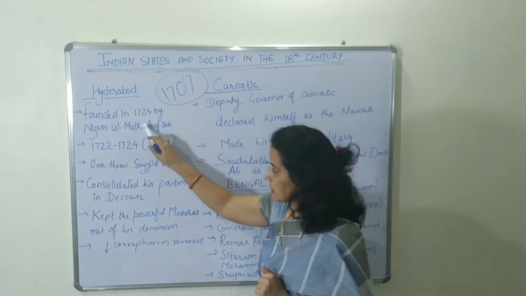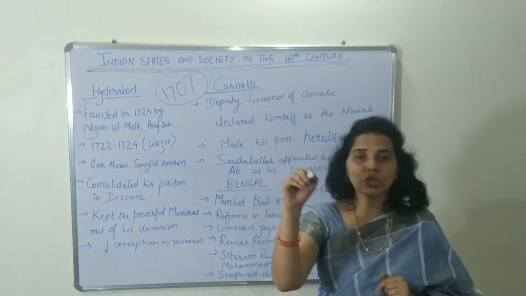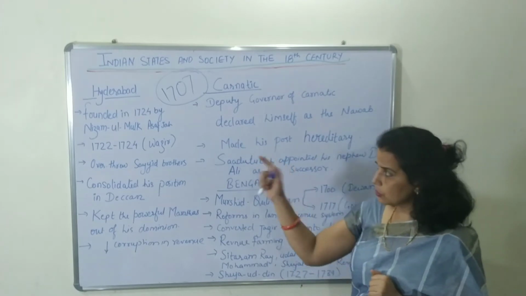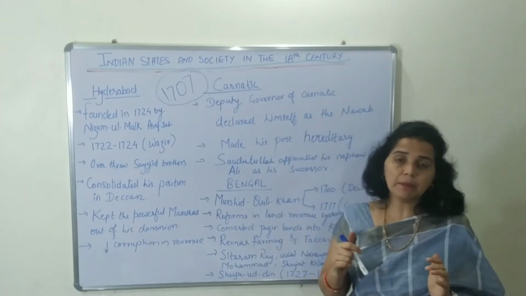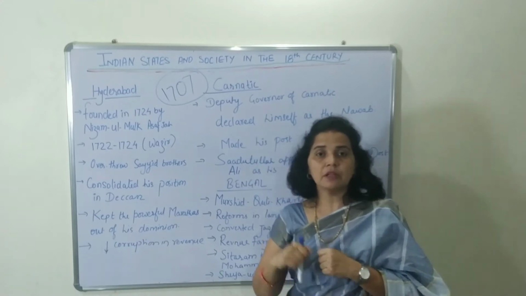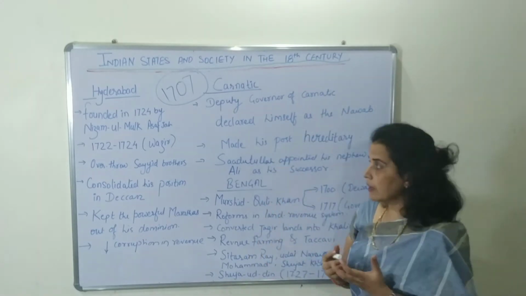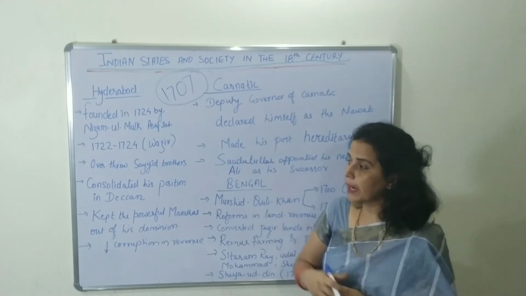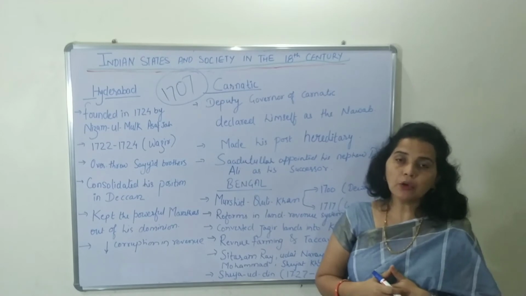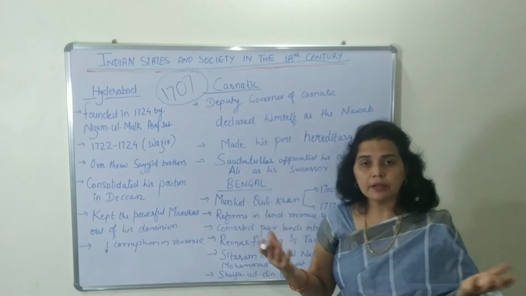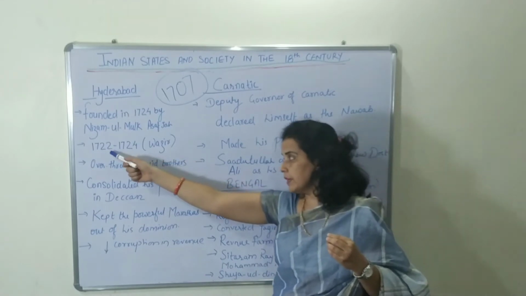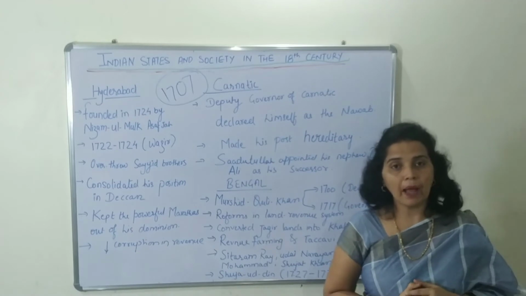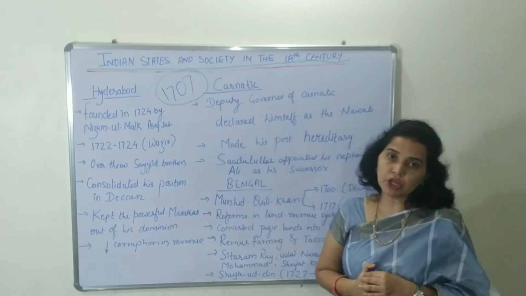Asaf Jah was a title given to him by Muhammad Shah Rangila, who was the emperor at that time. This Asaf Jah was a very able man, a great administrator, a warrior, and a great thinker. He had a good brain for how to deal with administration, how to keep everything in line and order. That's why from 1722 to 1724 he was the Wazir of the Mughal Empire, during the reign of Muhammad Shah Rangila.